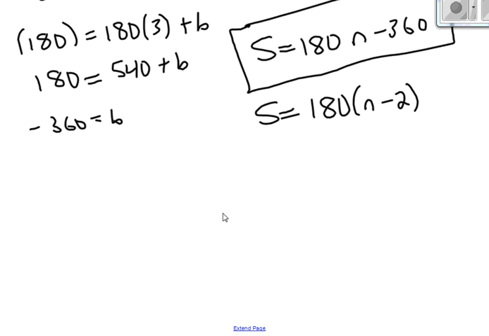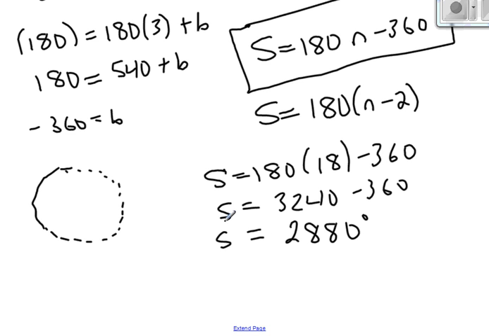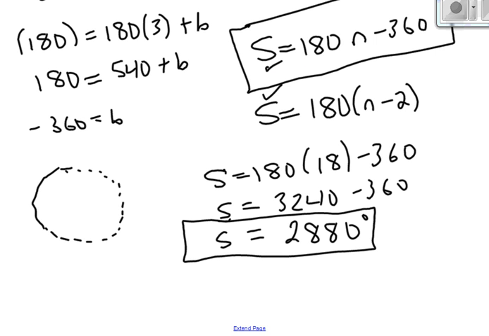So imagine an 18-sided polygon. I'm not going to be able to draw it, but like all these little sides here like this. Almost a circle, kind of. Okay, so the sum of the interior angles would be 180 times 18 minus 360. So that would be 180 times 18, 3,240, minus 360. So the sum of the interior angles is 2,880 degrees.